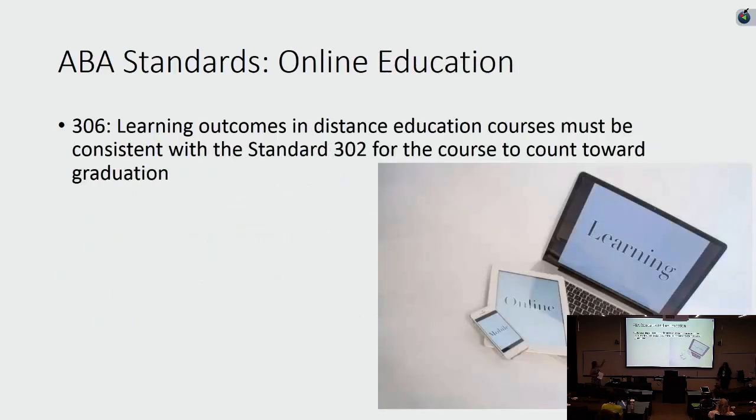So 306 is the standard for online education, and it basically says that if you want to count an online education class toward your program, it needs to be consistent with your competencies and your outcomes, which is pretty sensible.